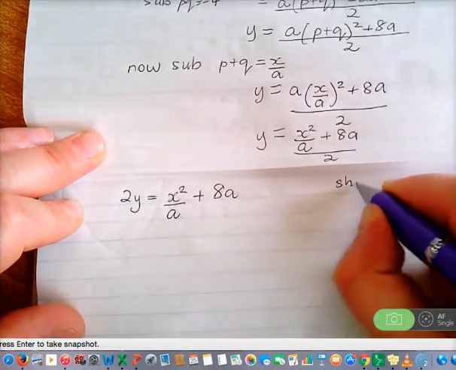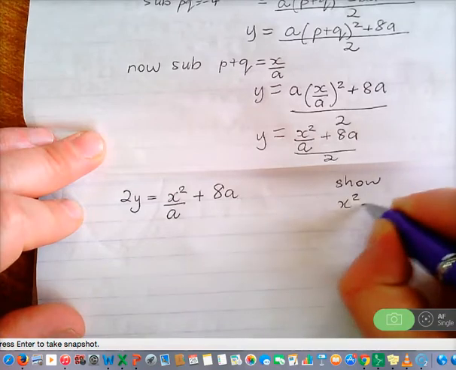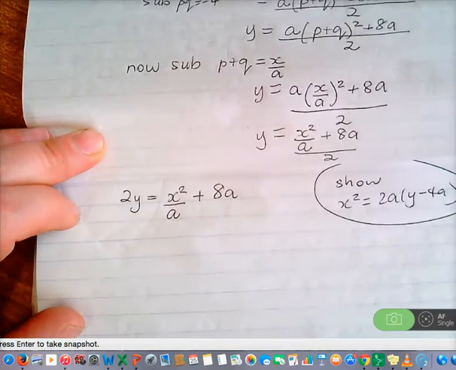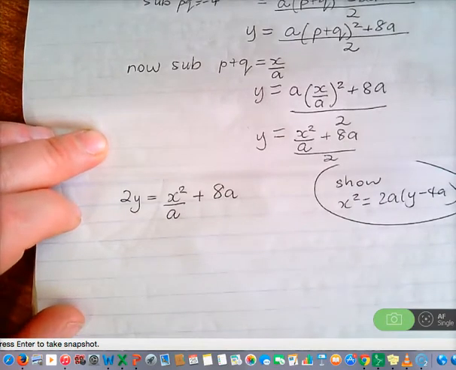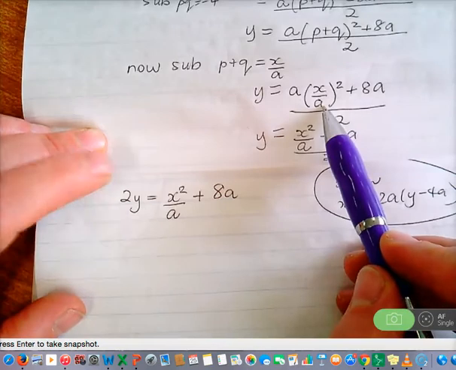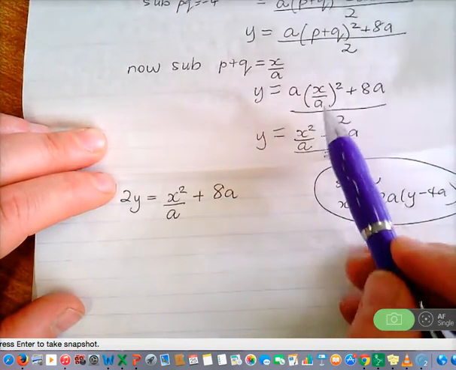This is what you're trying to do. Show that you get X squared is 2A bracket Y minus 4A. This is the question. Yes, just hold on for a second. Isn't it Y equals AX squared over A? Because it's times A to the... Yeah, but you get A, X squared on A squared. One of the A's cancel.